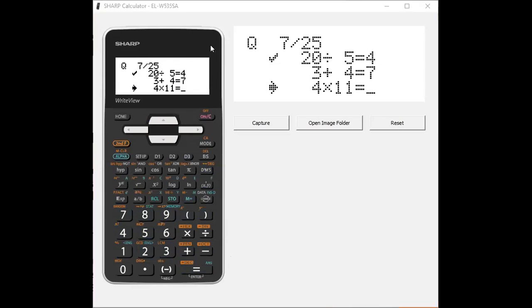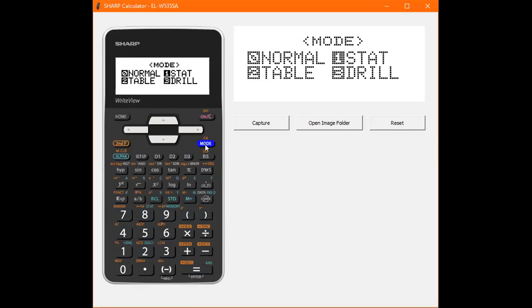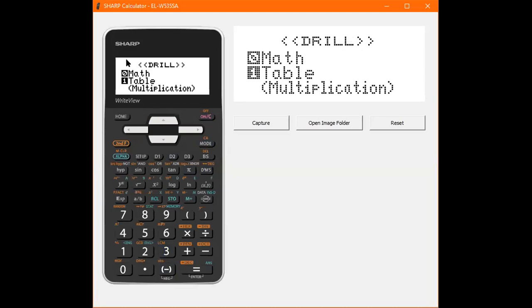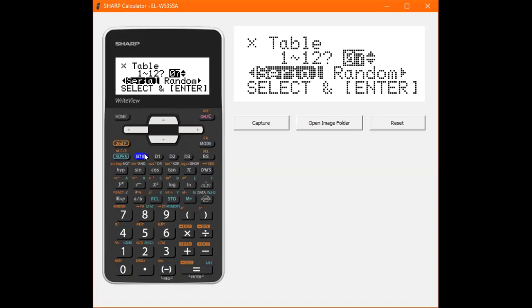Okay, how to get to the drill function. Very easy. So what you do is you press mode, and then you choose 3 for drill. So mode is your magic button that takes you to all of the different spaces on the calculator. And then 3 for drill. And then you can choose. So table, particularly for grade 7, if you have some weak students who are struggling with times tables, this is a nice option.